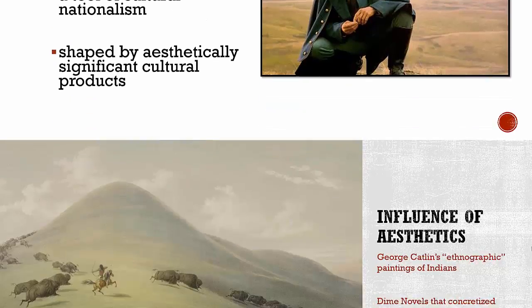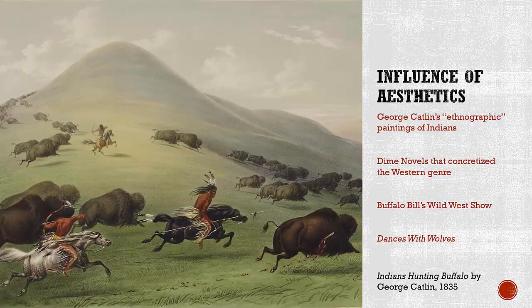We discussed how the history of the American West has been significantly influenced by aesthetic products of elite and popular cultures, including George Catlin's ethnographic paintings of Indians, dime novels that concretized the Western literary genre, Buffalo Bill's Wild West show, and the contemporary film Dances with Wolves.